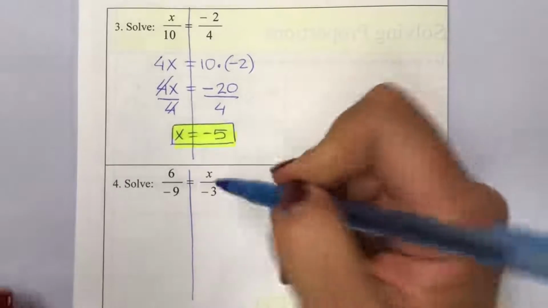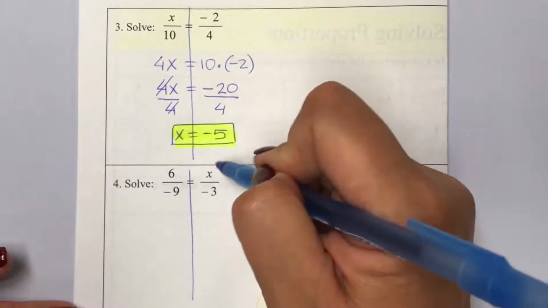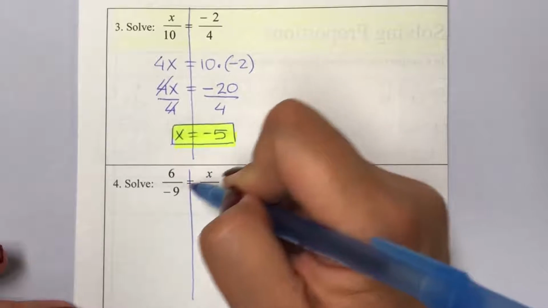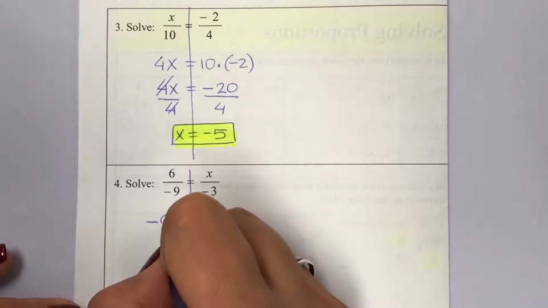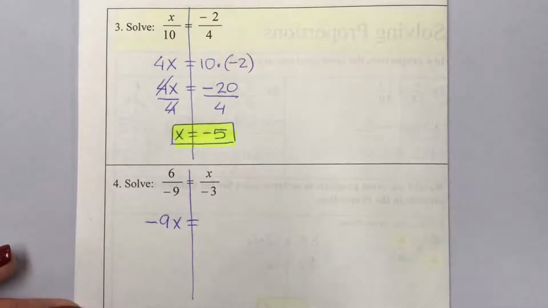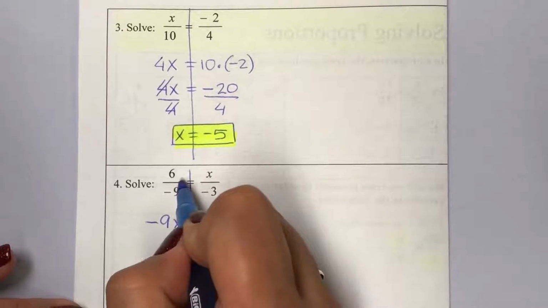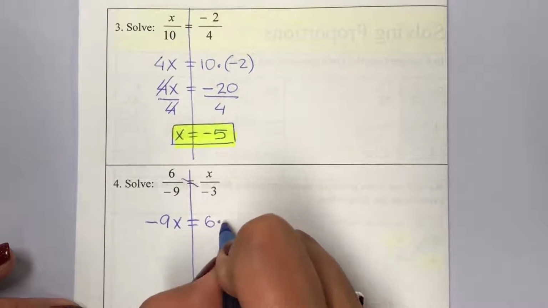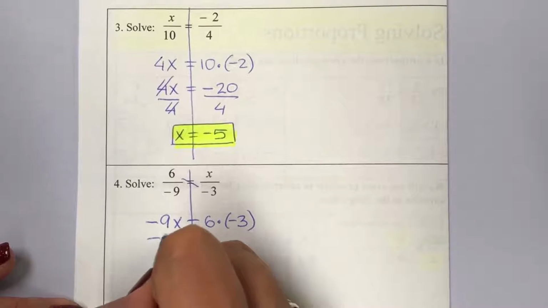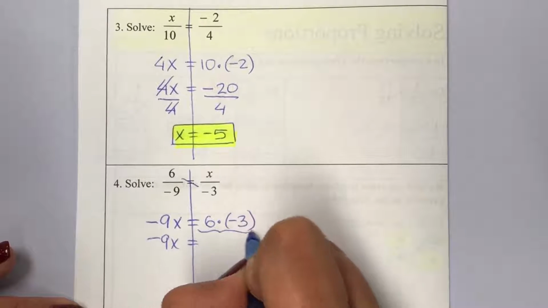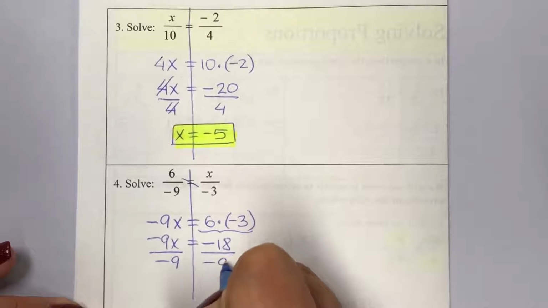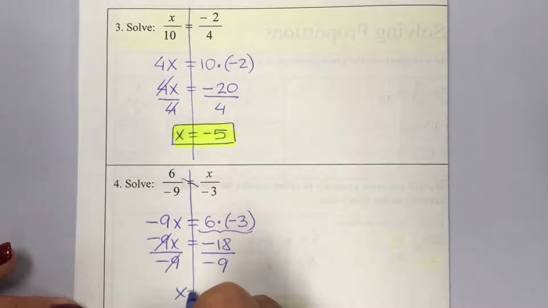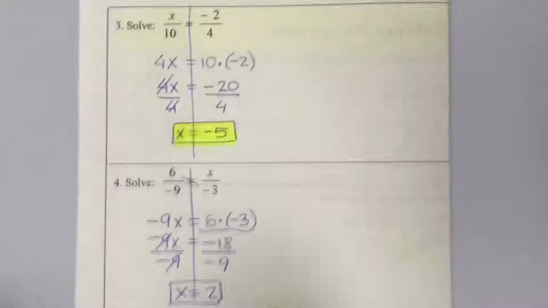Another situation where the variable is: I spot the variable, that's my goal to find, and then it is cross multiplied with negative 9, so negative 9x, and then 6 and negative 3 are multiplied on the other side. Bring down negative 9x, multiply positive times negative, that would be negative 18. Divide by negative 9, the inverse operation of multiplication. Negative divided by negative will be positive 2. So the x value is positive 2.